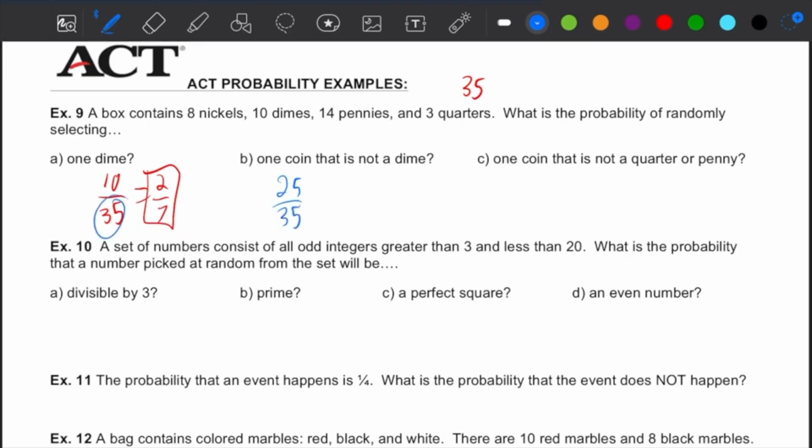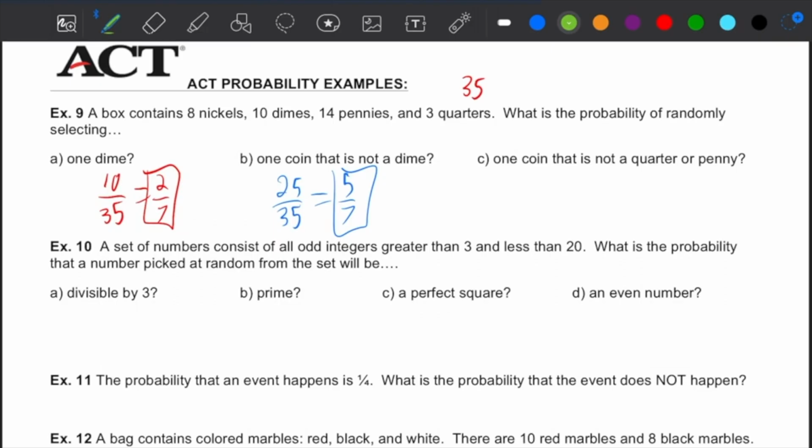You could either find that by taking 35 minus the 10, because a coin is either a dime or not a dime. It can't be both. Or you could add 8, 14, and 3 for the nickels, pennies, quarters. And 25 divided by 5, that would reduce to 5 over 7, which, as you notice, adds with 2 over 7 to get 1, just like 10 and 25 over 35 did.